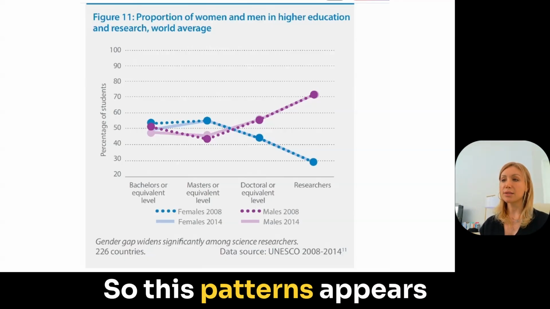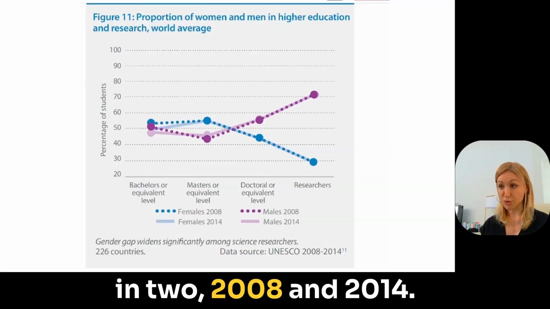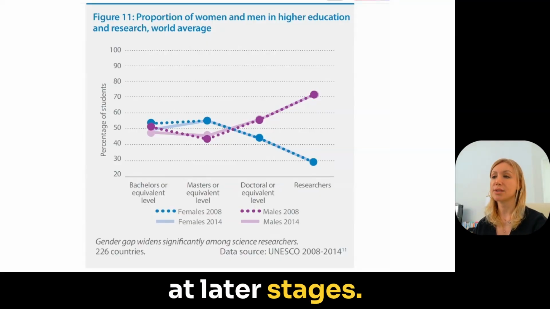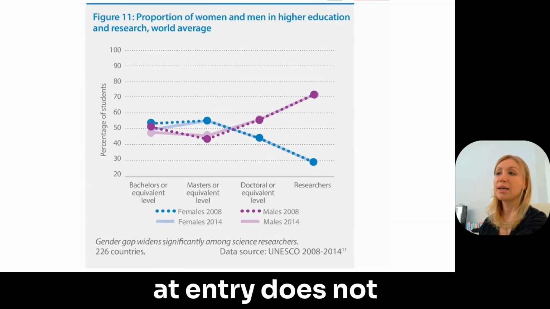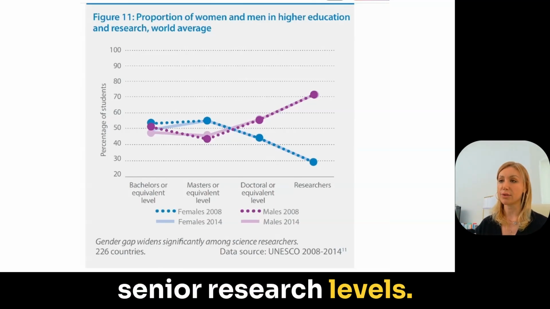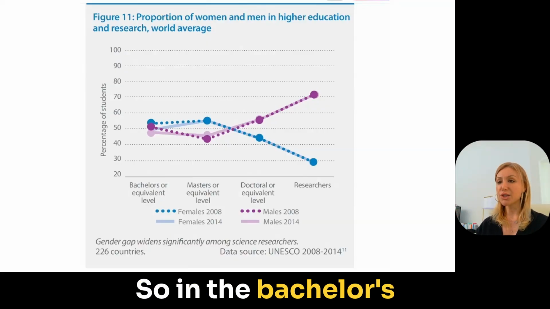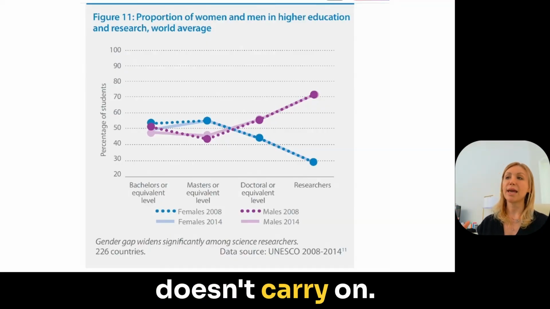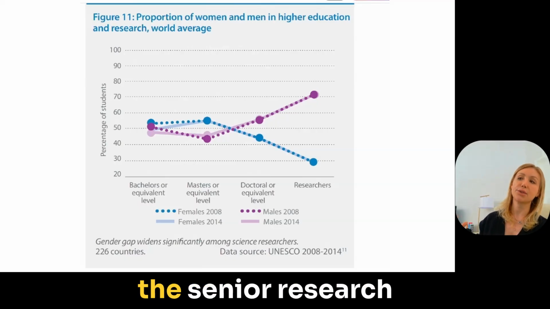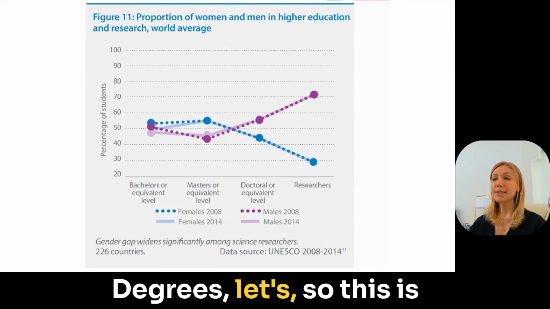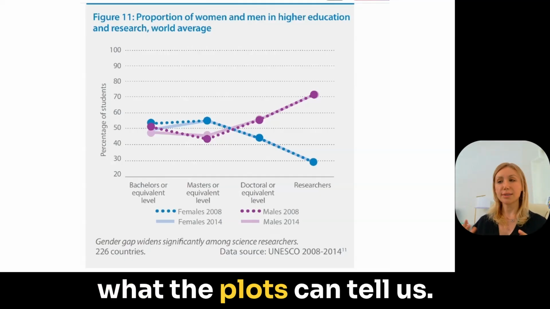This pattern appears in 2008 and 2014, right? And the gap widens at later stages. So gender parity at entry does not translate into parity at senior research levels. Can we say that? In the bachelor's degree, there's gender parity, but it doesn't carry on, it doesn't translate into the senior research levels, like after doctoral degrees. So this is what the plot can tell us.